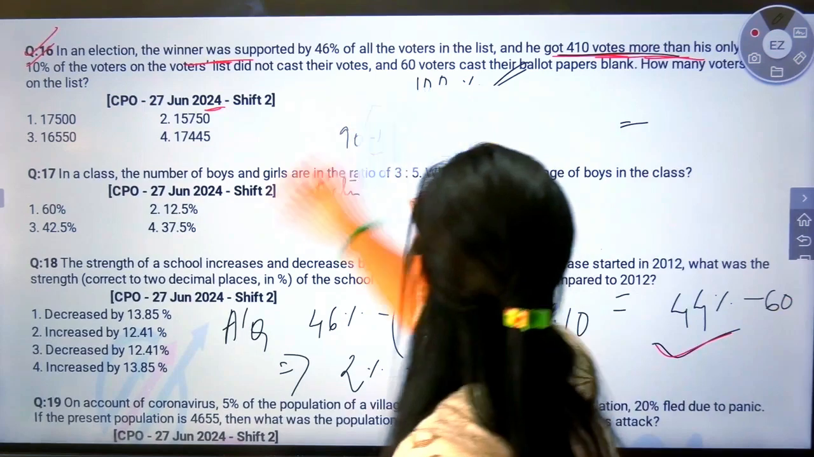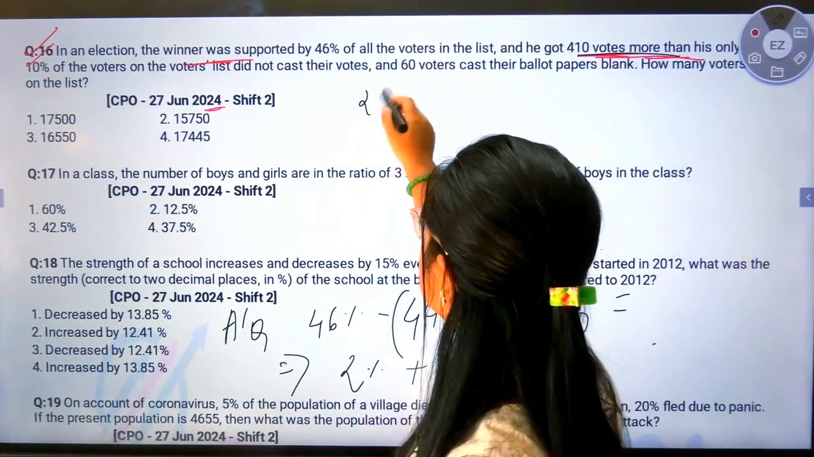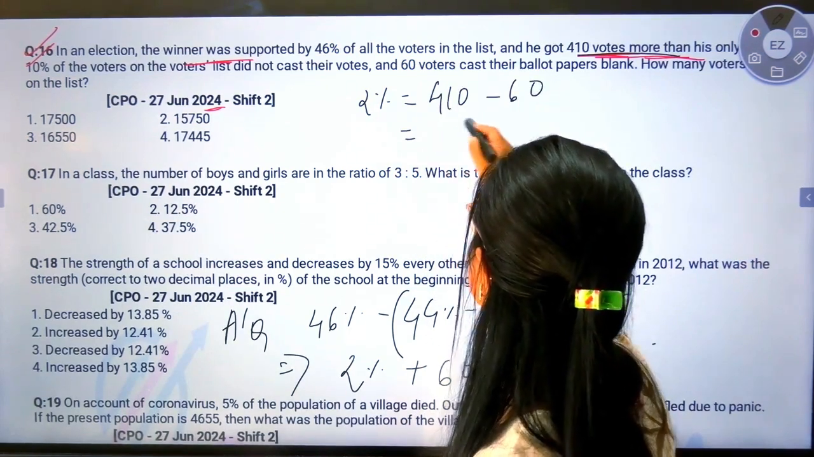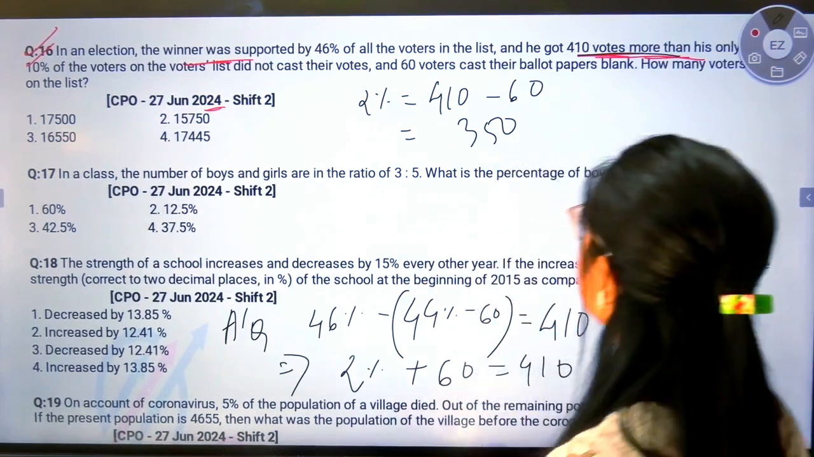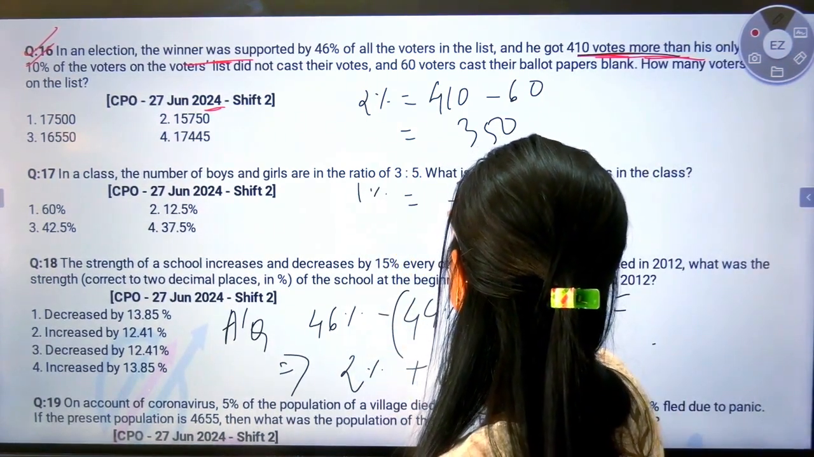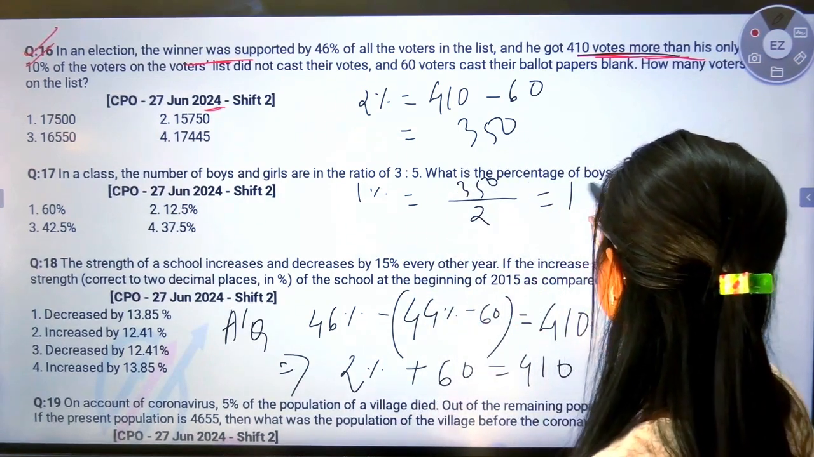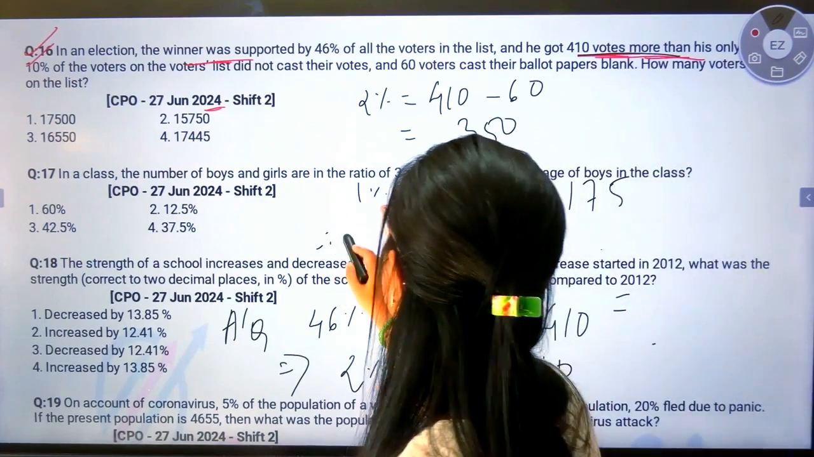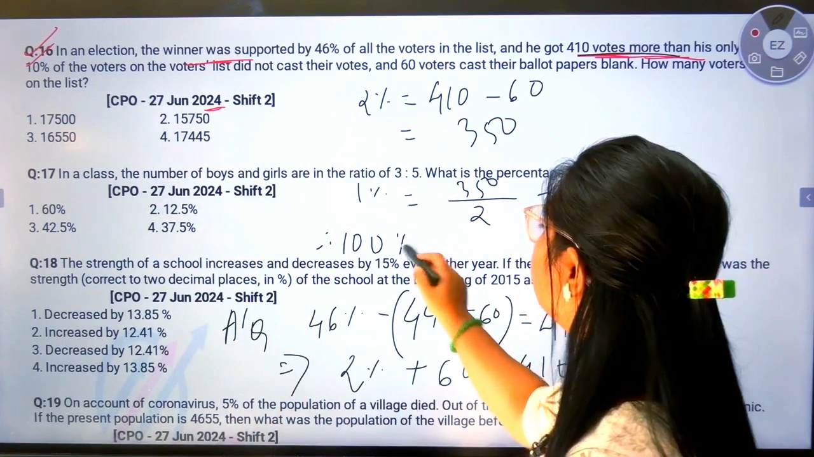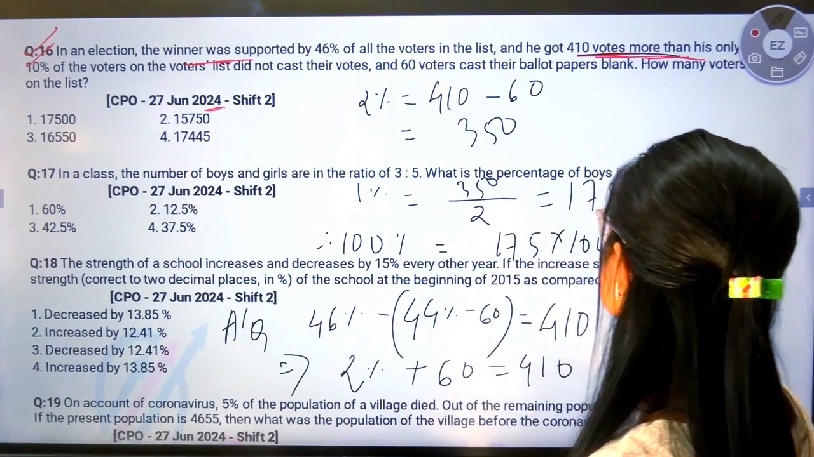So if I do the remaining calculation, 2% is equal to how much? 410 minus 60. So it would give you 350. Okay, so 2% is 350, then 1% is how much? 350 by 2, 175. Then you are asked to find total number of voters. So total number of voters is 100%. So 100% would be 175 into 100. So 17500.